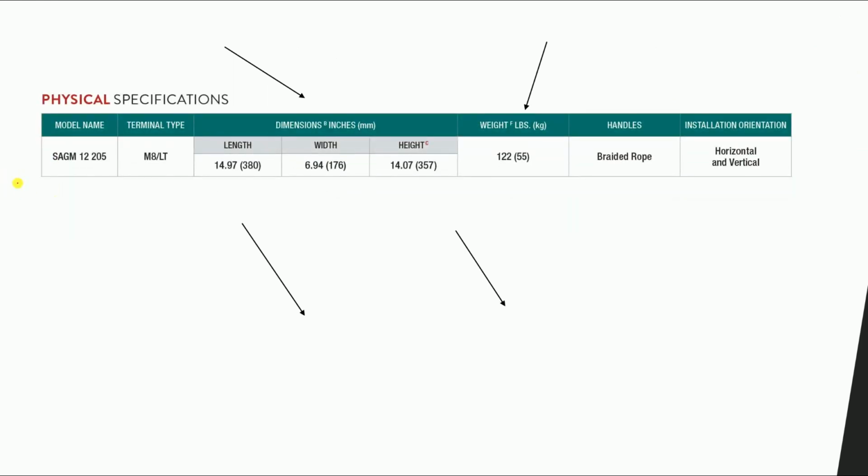Another thing you can find inside the datasheet is the physical specifications. You'll find here first the dimensions of the battery, which is the length, the width and height, in inches and in millimeters. This number is inches, and this one is in millimeters, as you can see here. Second is the weight of the battery: 122 pounds or 55 kilograms.